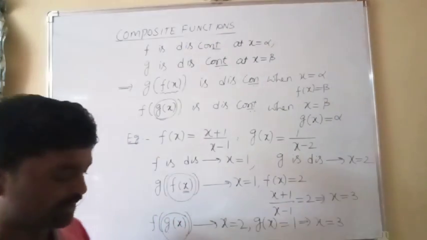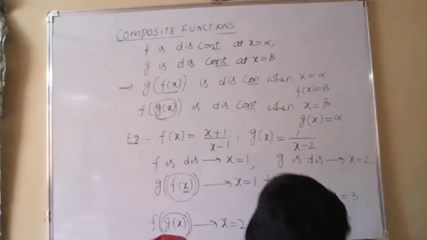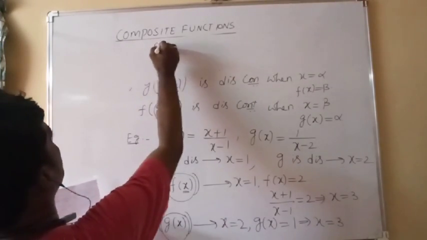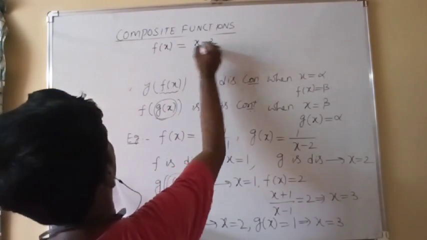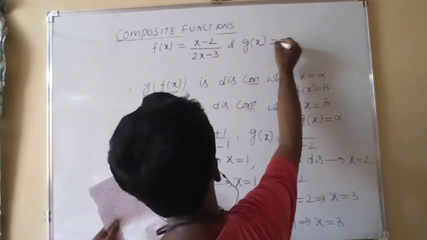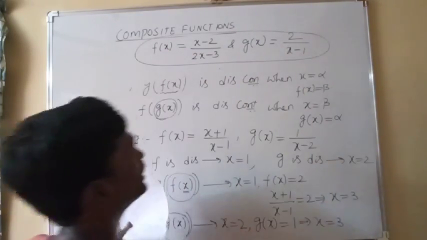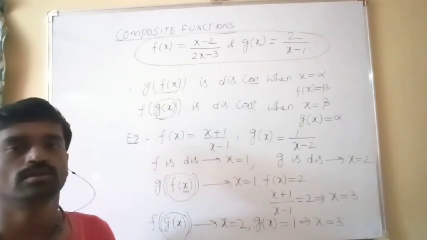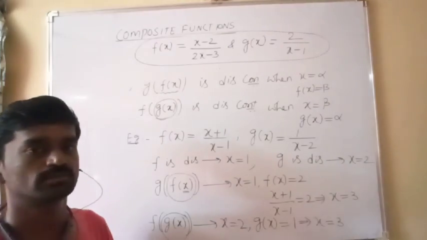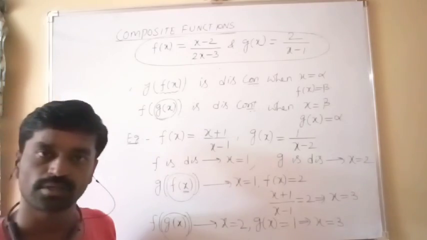In this model, you take one example as homework. f of x is equal to x minus 2 divided by 2x minus 3, and g of x is equal to 2 upon x minus 1. Same model. So you check the continuity of these functions, the f of x function and the g of x function. That means, find the points of discontinuity of f of x, g of x, g circle f, f circle g.